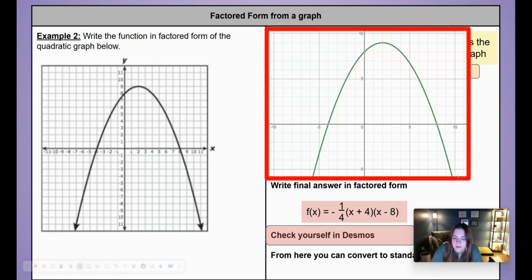As you can see, we have a 0 at -4. We have a 0 at 8. We have a point at 0, 8. We have a point, or a maximum, right here. So we have everything we need, and we are finished.